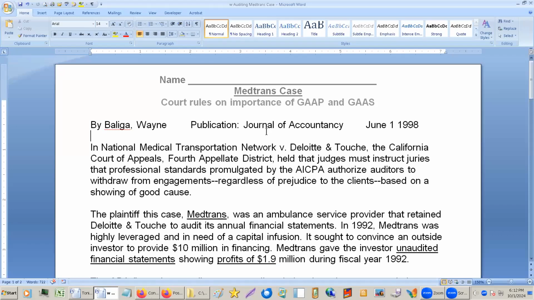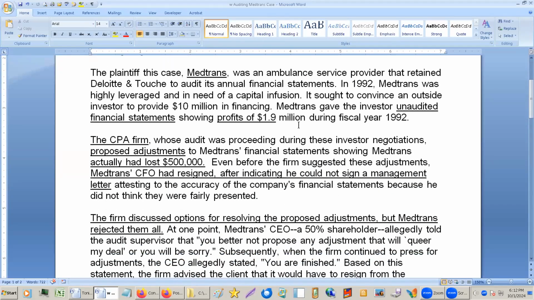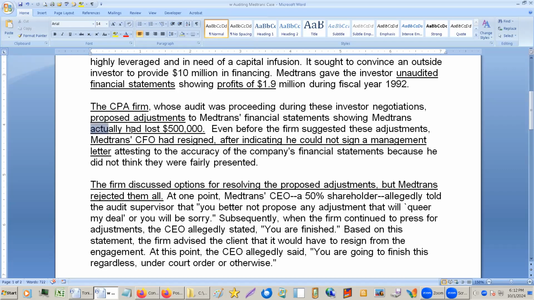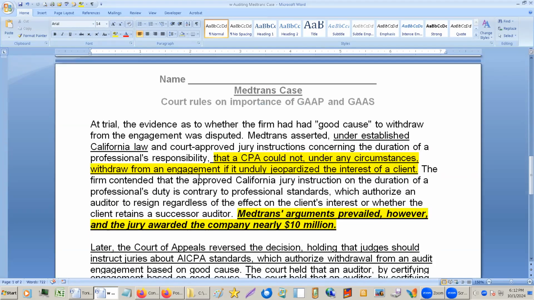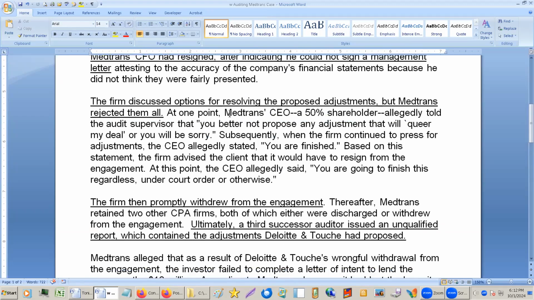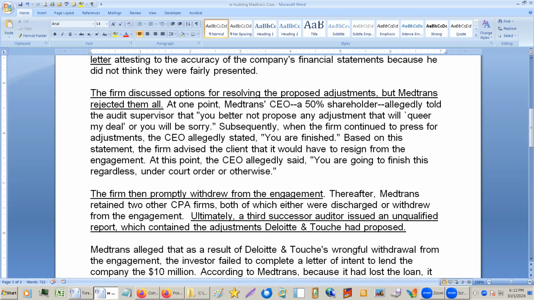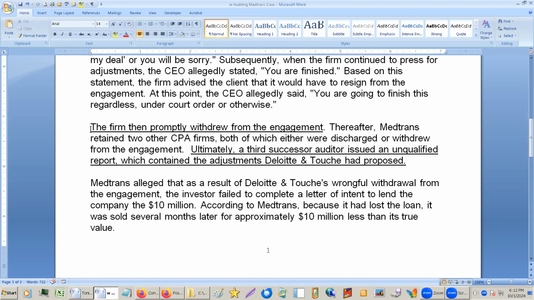Now, as happy as I am that this case actually went through, let's go through a few things about it. So they find out that this place really had lost 500,000. They showed that they had a profit of 1.9 million. That was fictitious. They had lost 500,000. And the firm withdrew from the engagement.